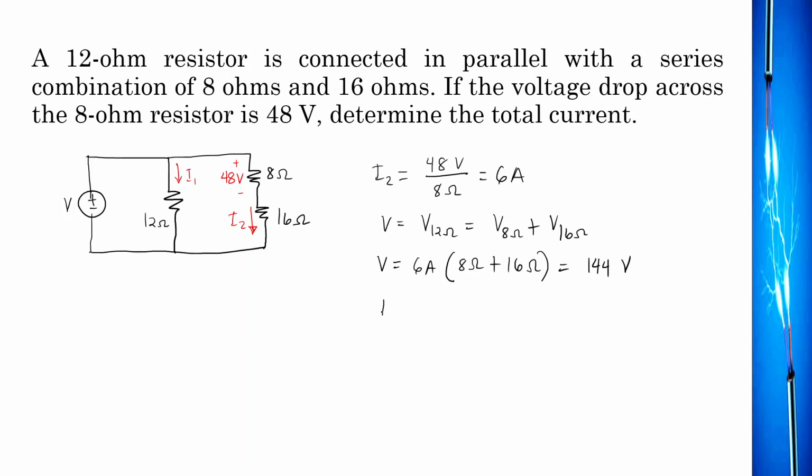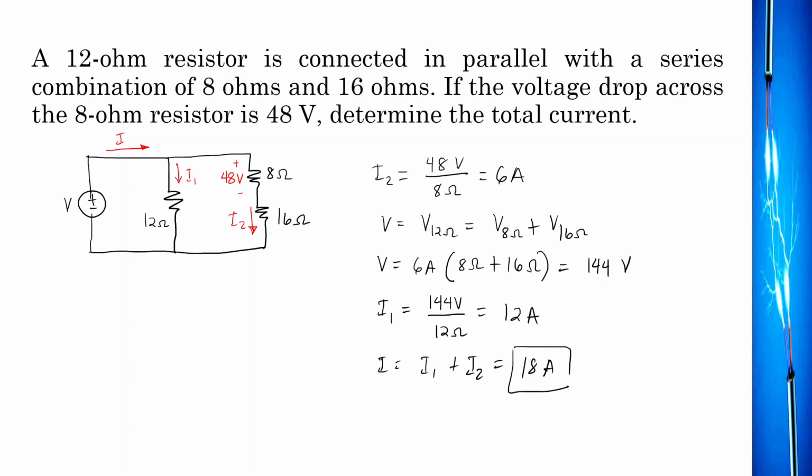Ngayon, pwede ko na rin makuha yung I sub 1, sa pamamagitan ng V at saka nung 12 ohms. Yung 144 volts yung aking gagamitin dito this time, kasi siya nga yung total voltage natin. So, I can have 12 amperes. Since ang hinahanap ay total current, pag-add ko lang naman yung dalawa, I1 plus I2, yung 12 amperes at ang 6 amperes, I can have 18 amperes. Ayan. Well, maraming paraan na pwedeng gawin. It's up to you kung paano mo siya gagawin. Okay? So, ayan po.